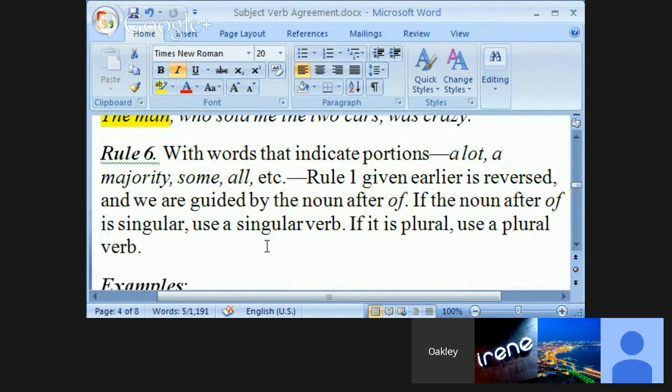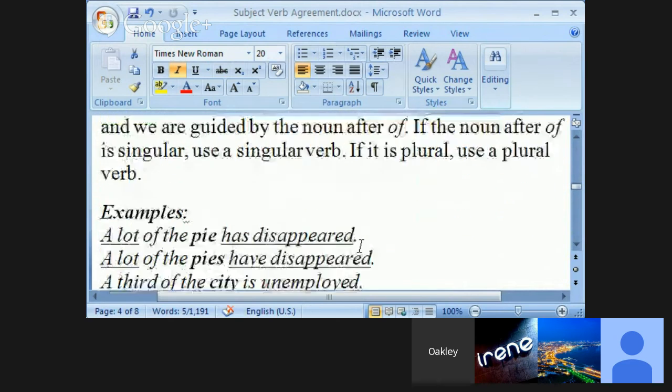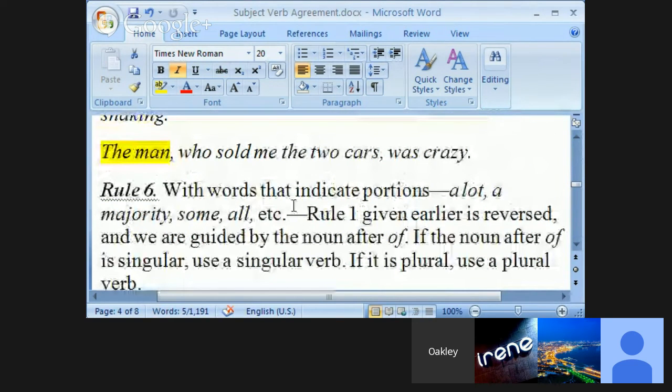All right, now here's the big cheese here. Okay, this is another big one. With words that indicate portion or amount, quantity. Okay, quantifiers. Quantifiers such as a lot, a majority, some, all. These are called quantifiers. We've got to be a little bit careful. Rule 1, which we started on, is reversed.